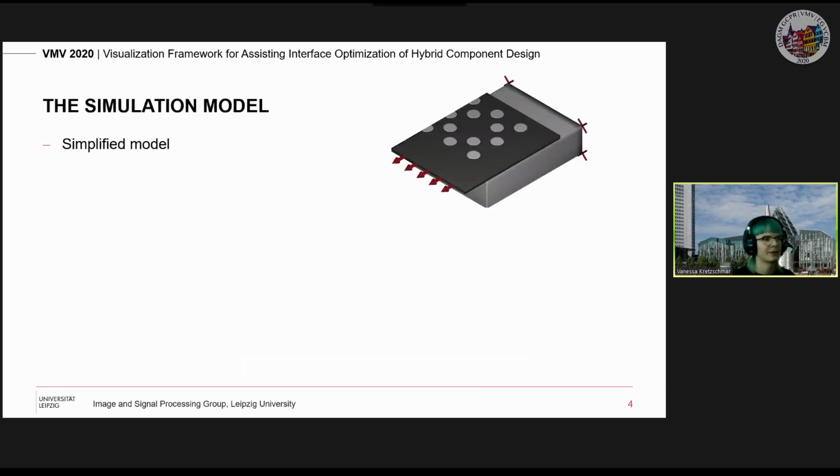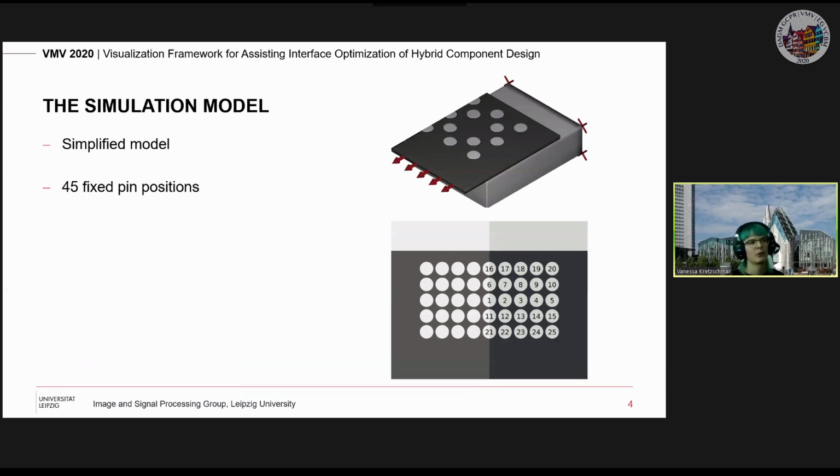Instead of simulating the whole complex hybrid model, they reduced this model to a simplified version shown here, where they omitted the metal part. Gray here is the polymer part, and CFRP is displayed in black. The base specimen has 45 fixed spots, but due to a symmetry condition, this was reduced to 25 different spots containing 5 half spots. This is here the pin with the ID 1, 6, 11, 16, and 21.